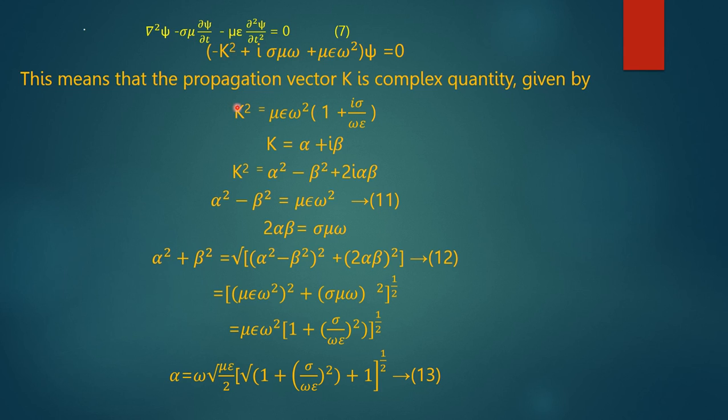As the wave propagation factor k is a complex quantity, it can be expressed as the sum of the real part, which is say alpha, and the imaginary part, which is i beta. Here beta is also real, that is, k is equal to alpha plus i beta.